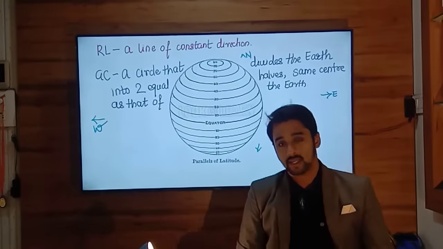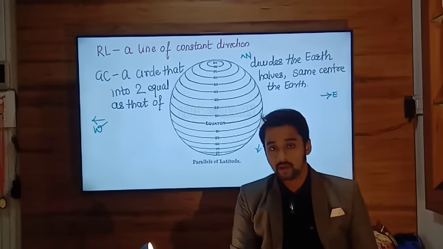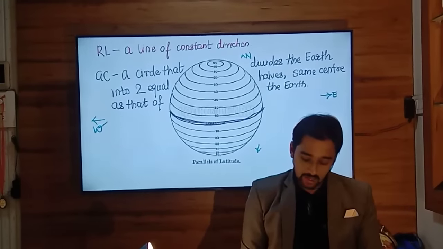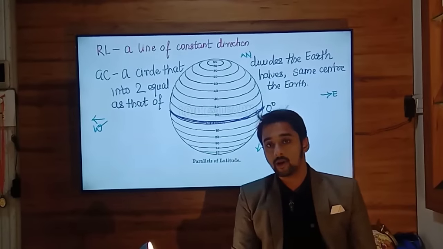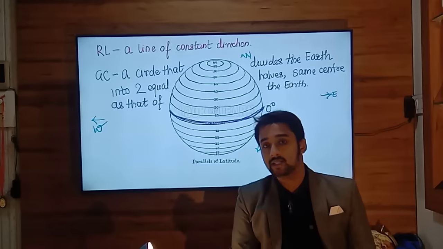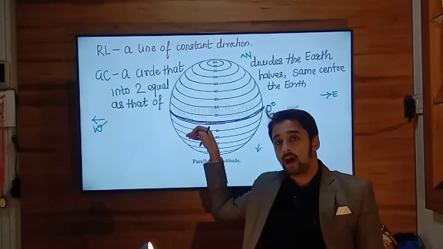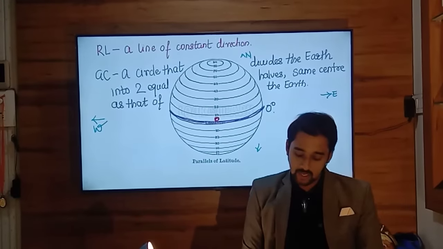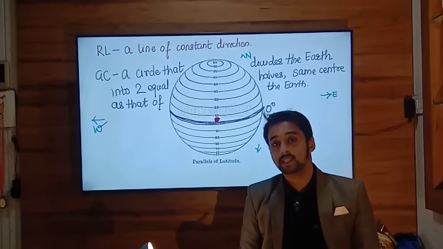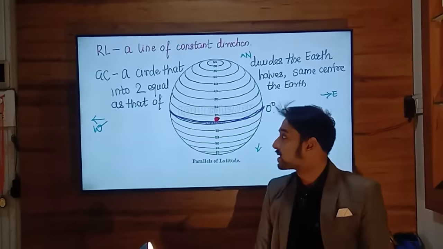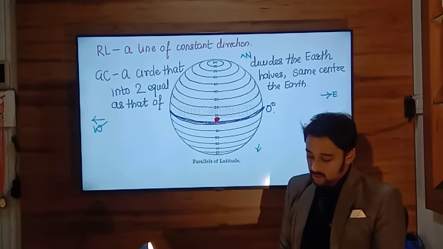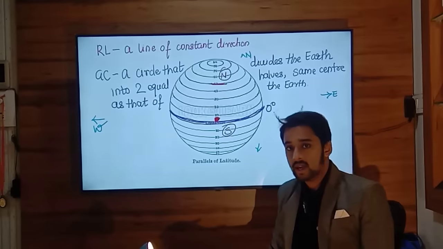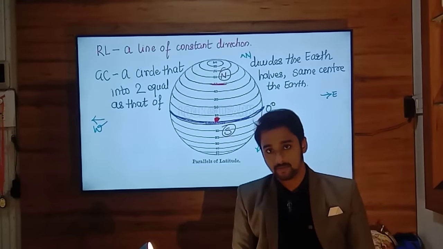So according to this definition, the great circle among the latitudes can only be the equator, which is the 0 degree latitude. Because according to this definition, the equator is the only latitude which divides the earth into two equal halves, north and south, has the same center as that of the earth, and it covers the largest area on the earth. If you take any other latitude, say 50-degree latitude, it will have less northern hemisphere than southern hemisphere, or any other latitude, there will be this difference.